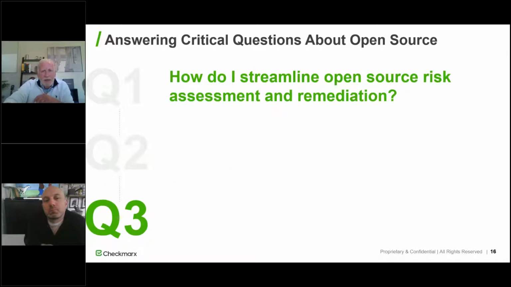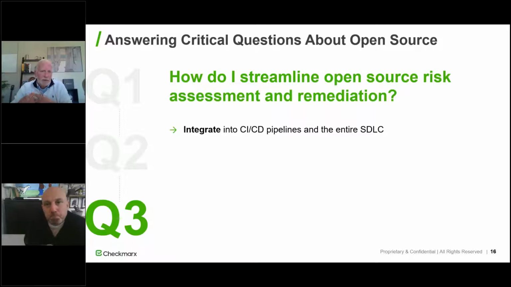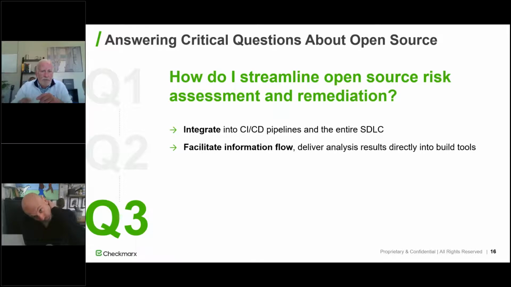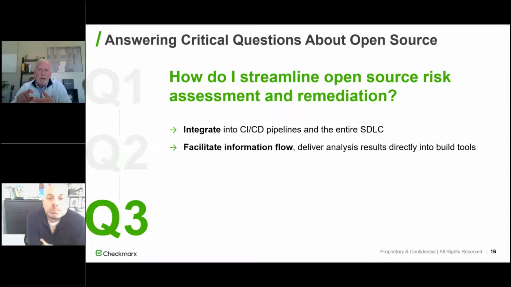And then the third question, how do I streamline open source risk assessment and remediation, is really discussing integrating SCA into my CI/CD pipelines and throughout the entire SDLC. Can I do that today? And facilitate the information flow, meaning really about how do I deliver the analysis results directly into the build tools that the developers are using, right? I think that's another requirement today.